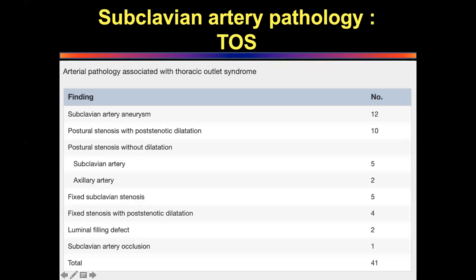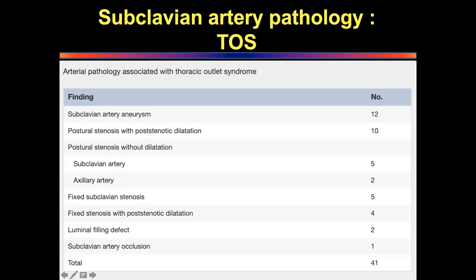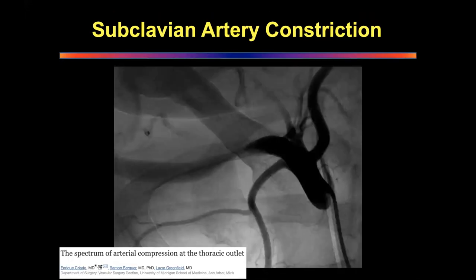Particularly looking at subclavian artery pathologies, we have three types of problems. One could be an aneurysm, one could be a stenosis, or one could be complete occlusion. So there could be complete occlusion, stenosis, or aneurysm. Very often you might even find pseudoaneurysms of the subclavian artery. And that is why you have to do an angiography. It's very important to do an angiography, and the angiography should be a dynamic CT angiography.